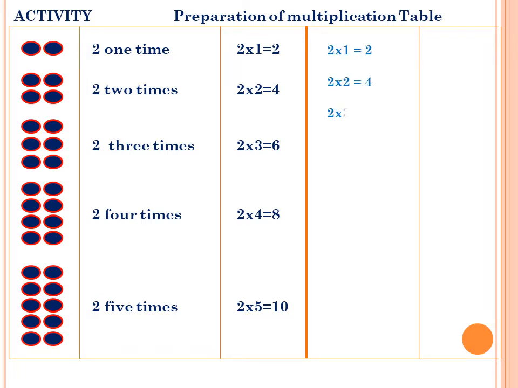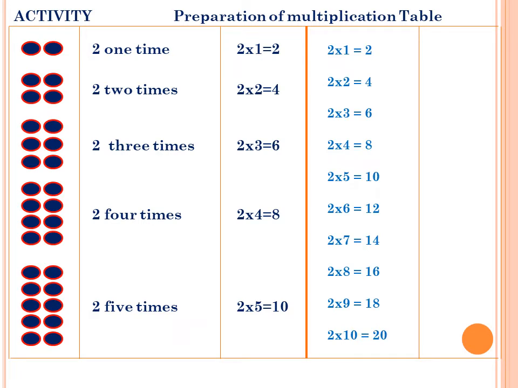Then what we can do is we can also make this table. This is actually a multiplication table with the sign, because they should also know what the sign is. Therefore you can say, so 2 into 1 is 2, 2 into 2 is 4, 2 into 3 is 6, etc.